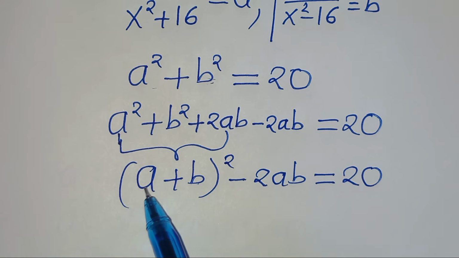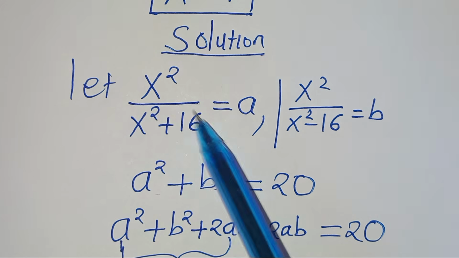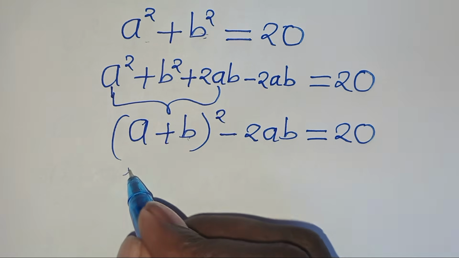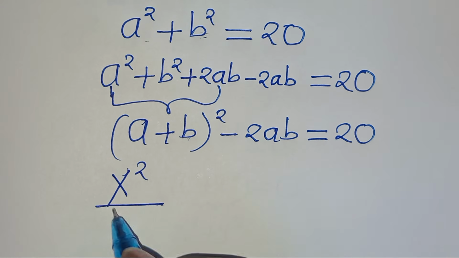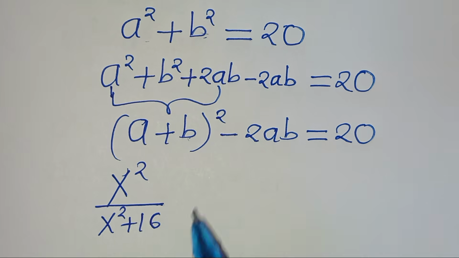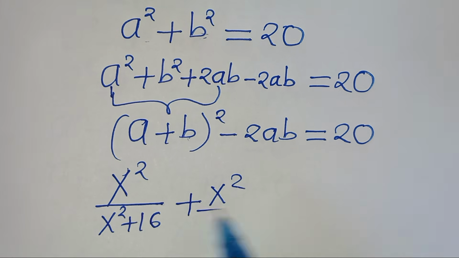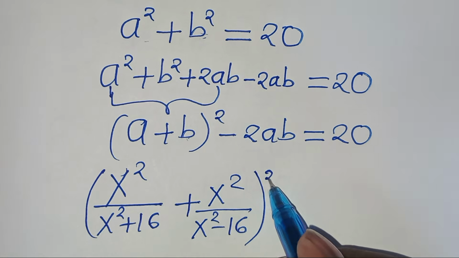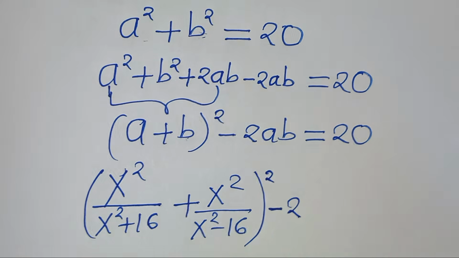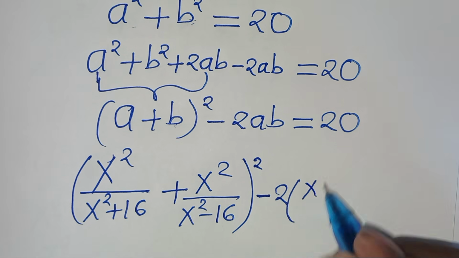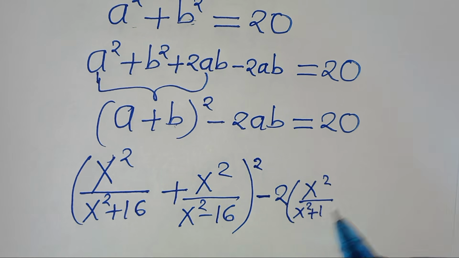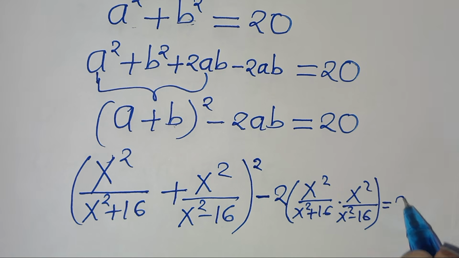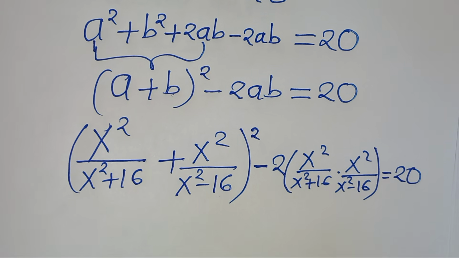Now let's substitute a with x squared over x squared plus 16, and let's substitute b with x squared over x squared minus 16. So we have x squared over x squared plus 16 plus x squared over x squared minus 16, everything here raised to the power of 2, then subtract 2 multiplied by x squared over x squared plus 16 multiplied by x squared over x squared minus 16, this is equal to 20.